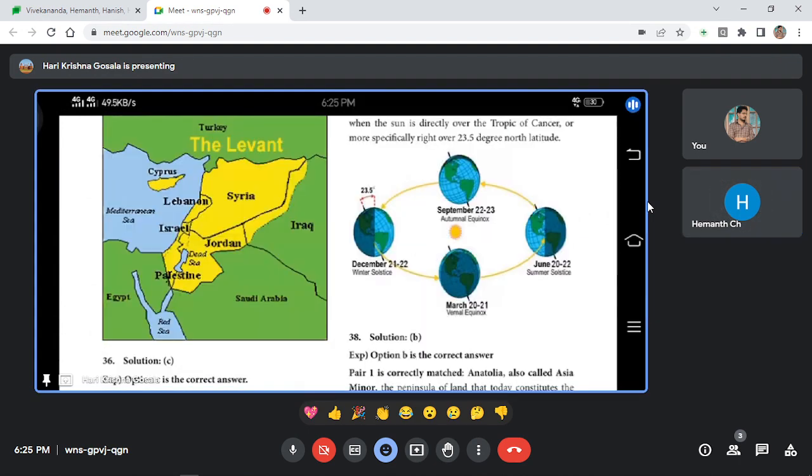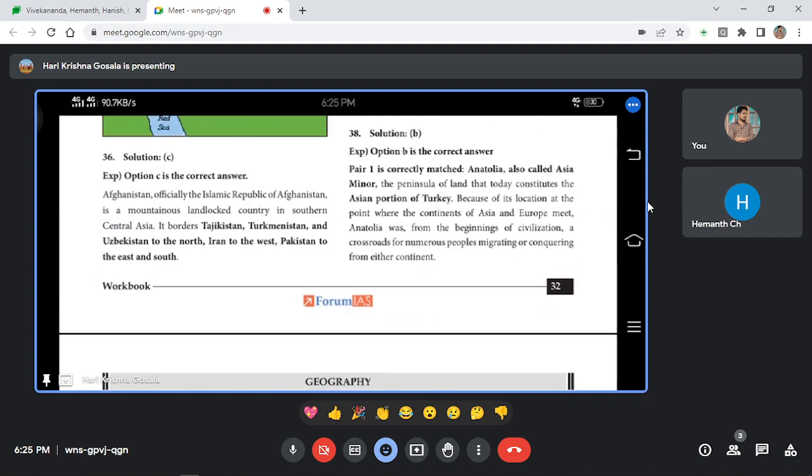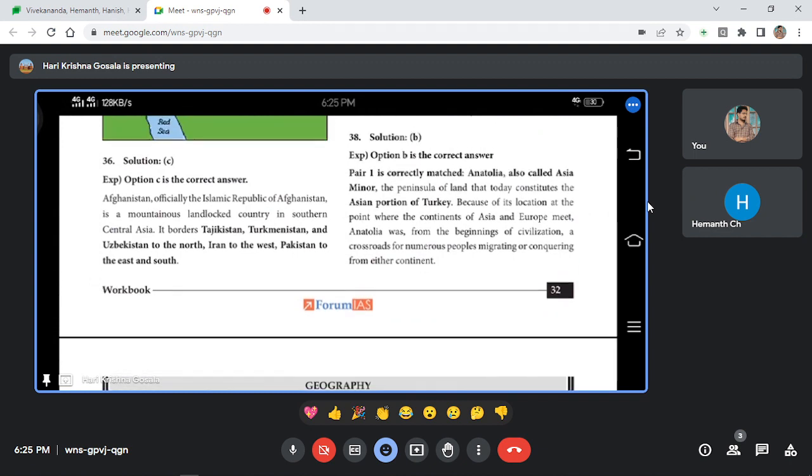Now this. Pair 1 is correctly matched. Anatolia, also called Asia Minor, the peninsula of land that today constitutes the Asian portion of Turkey because of its location at the point where the continents of Asia and Europe meet. Anatolia was from the beginnings of civilization a crossroads for numerous peoples migrating or conquering from either continent.